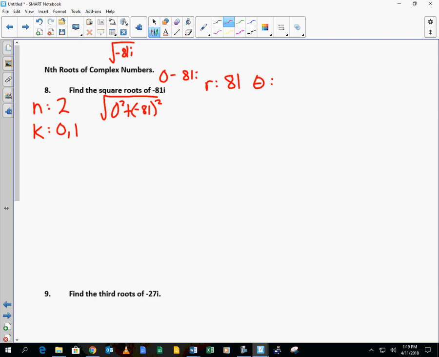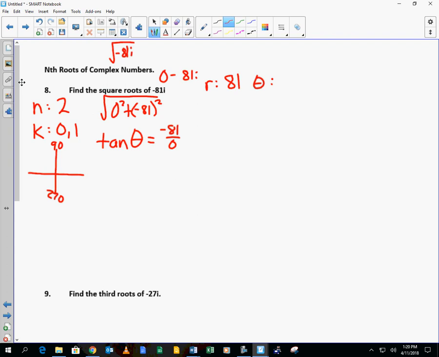Okay. Theta, as we determine theta, we set up what formula? Tangent theta is equal to negative 81 divided by 0. What is negative 81 divided by 0? Undefined. Oh no, if anybody can tell me, where is tangent undefined? 90 and 270. So am I sitting at 90 or 270? Why am I sitting at 270? Because when you plot it, you are along that y-axis down below.